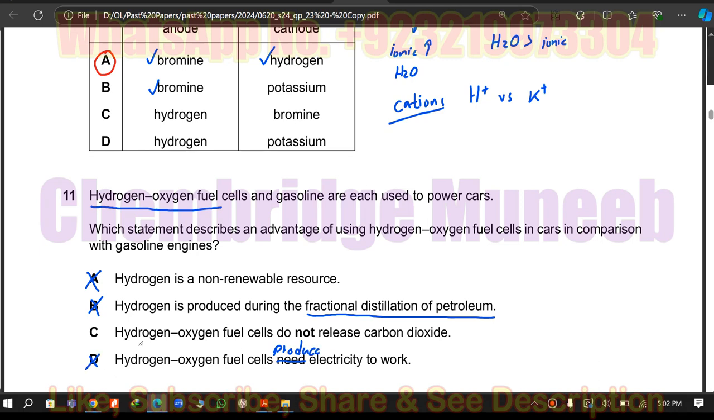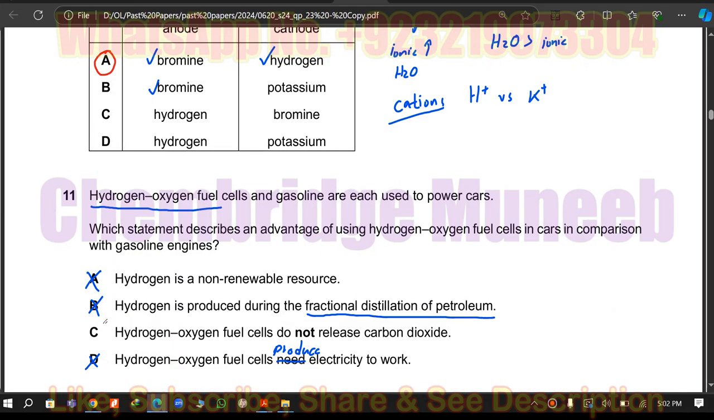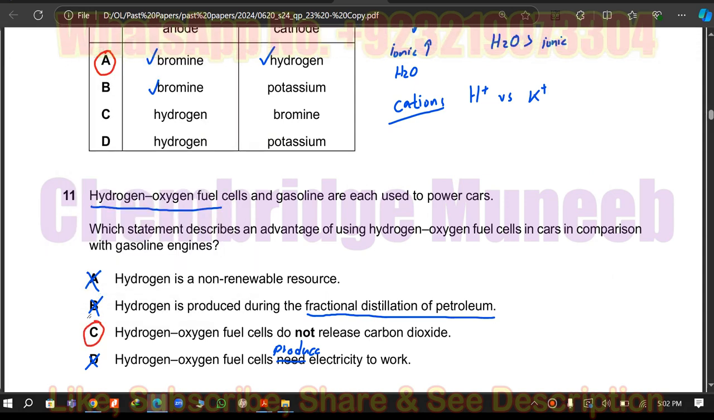So D is incorrect. And then C is hydrogen oxygen fuel cells do not release carbon dioxide. So yes, that's the correct answer, because there is zero emission of carbon dioxide using this cell. So that's why the correct option becomes C. So I will select this option as the correct answer.